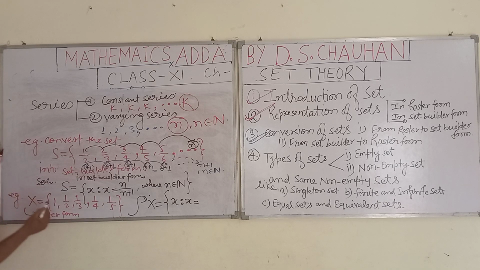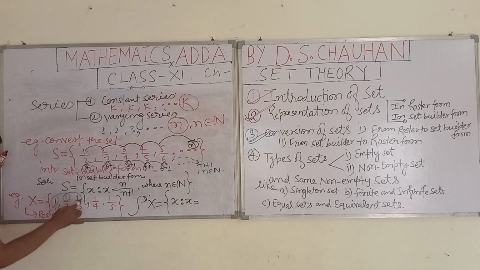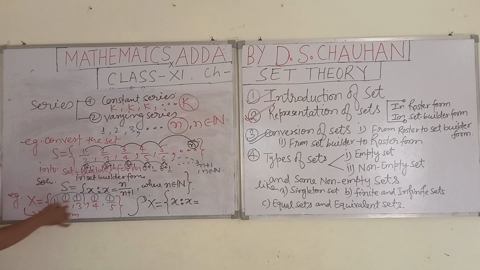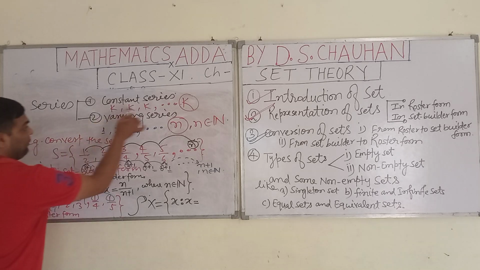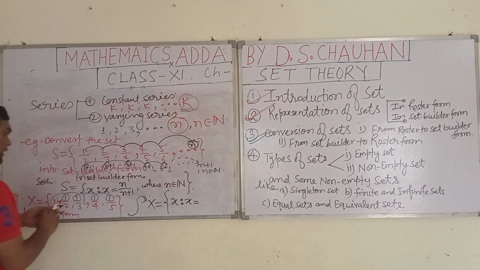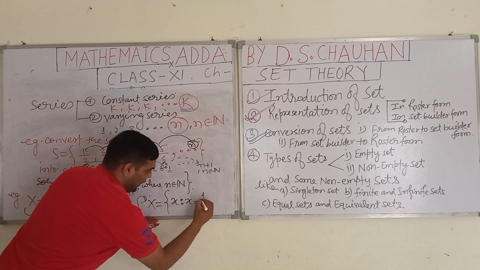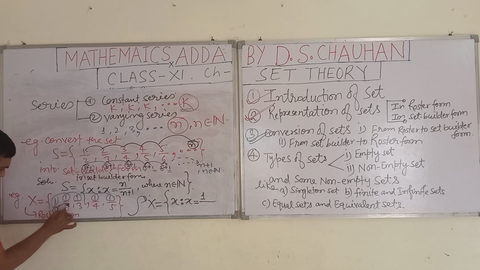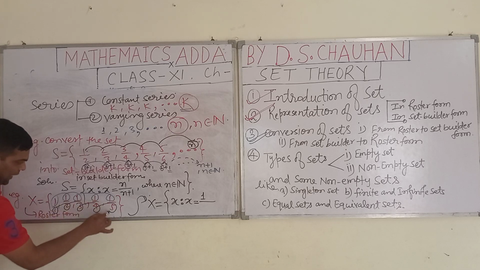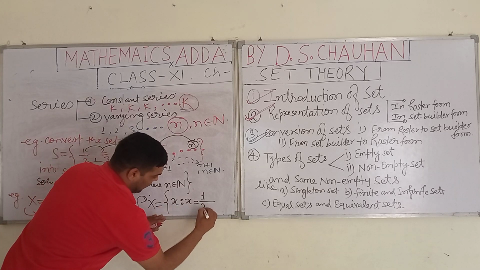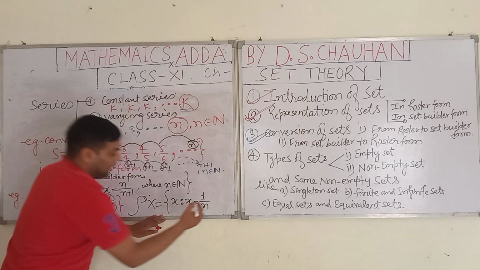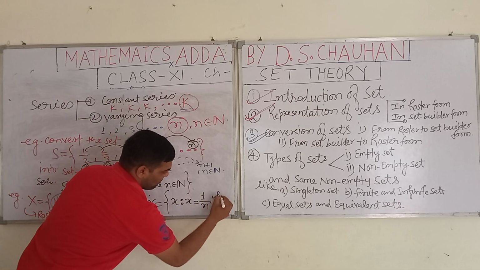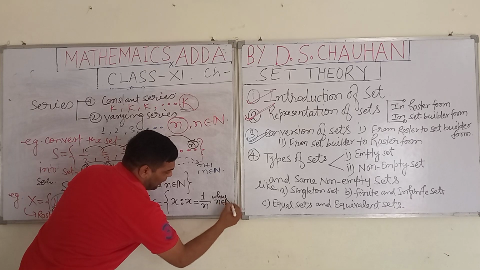students. Look, here 1 can be treated as 1 upon 1. This numerator is a constant series, so it will be as it is. So in the numerator we will write 1, and in the denominator, students, it is a series 1, 2, 3, 4, 5. So what will be here? We will write n, where n belongs to the set of natural numbers.